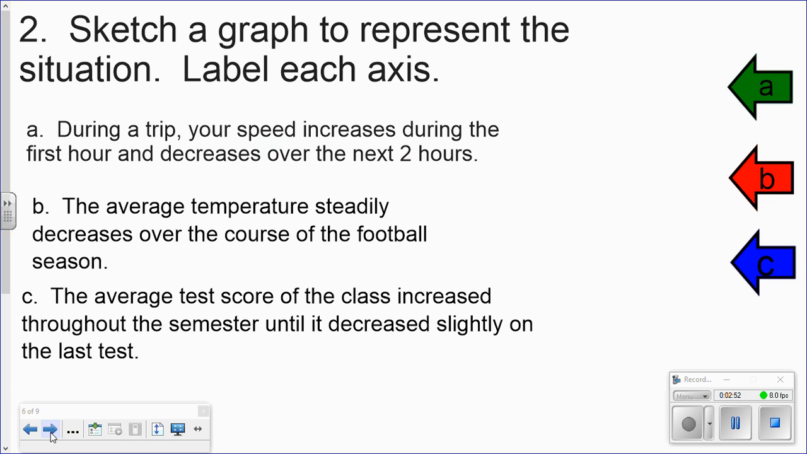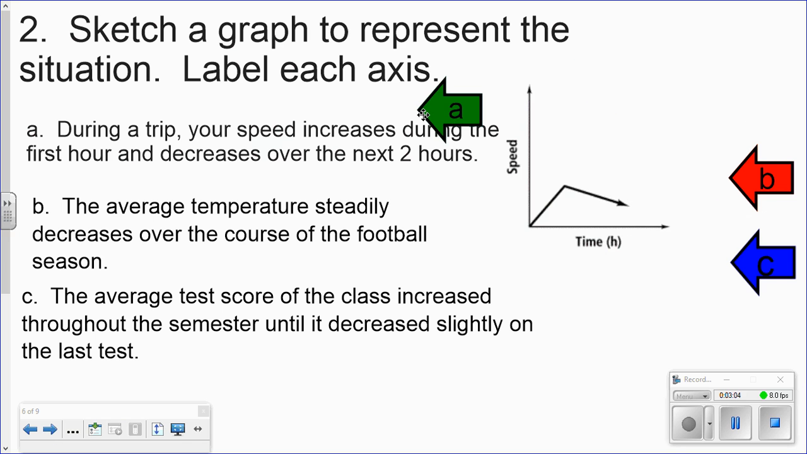So we'd like to sketch a graph to represent the situation and label each axis. During a trip, your speed increases during the first hour and decreases over the next 2 hours. So your graph might look something like that.